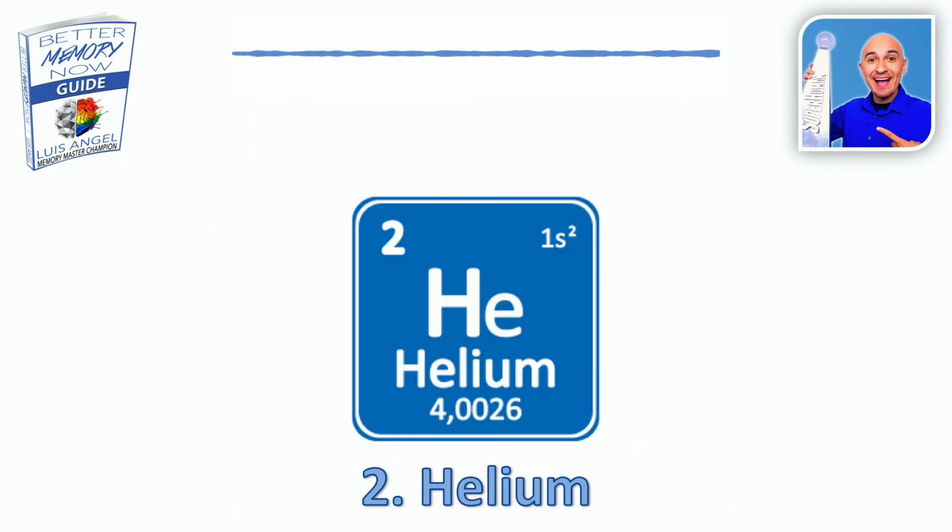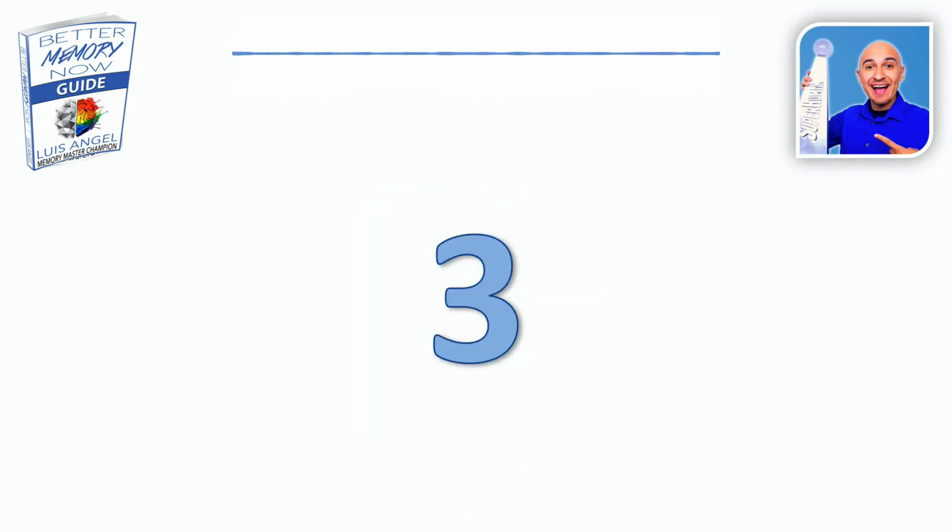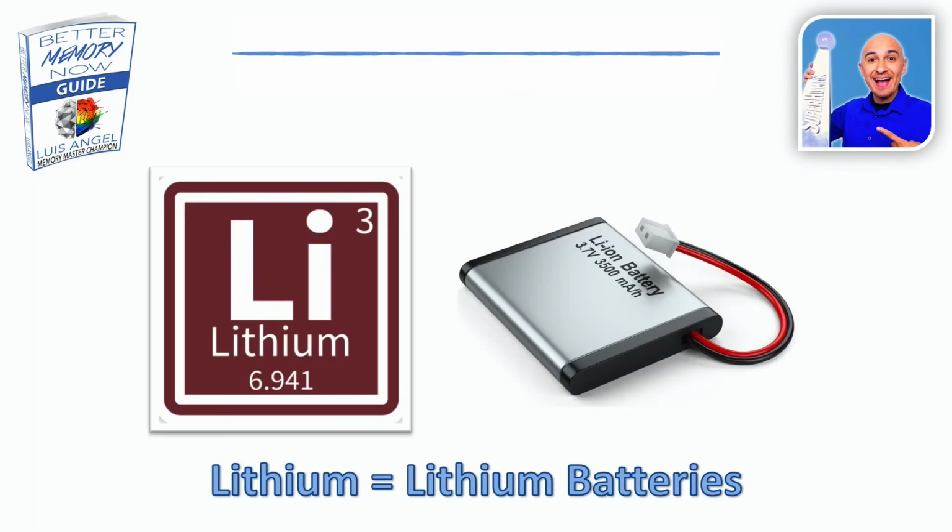For me, it was a couch. So I look at the couch. I see it jumping up and down because it had a bunch of lithium batteries and it was powering and charging up that couch, that sofa. So number 3 is lithium.